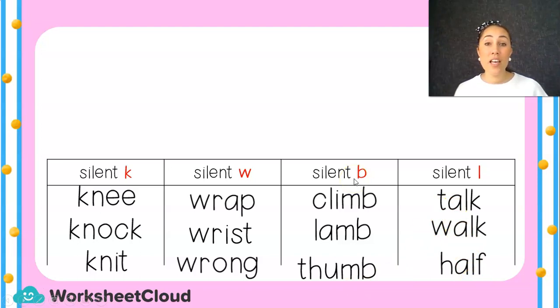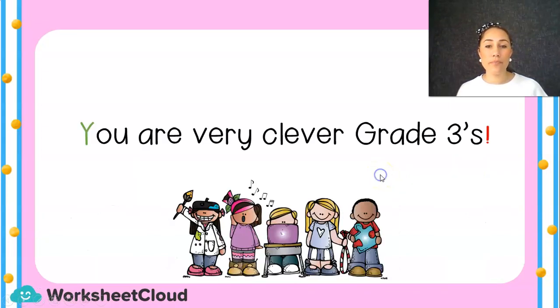Now grade 3s, there are lots of other examples with these silent letters, and we've only looked at a few of them today. So see if you can find them somewhere at home, in a book, or in a magazine, or wherever you may go on the side of the road, and if you see them, think, do they have a silent K, a silent W, a silent B, and a silent L? If you remember which letter is silent, that is going to help you to spell your words.